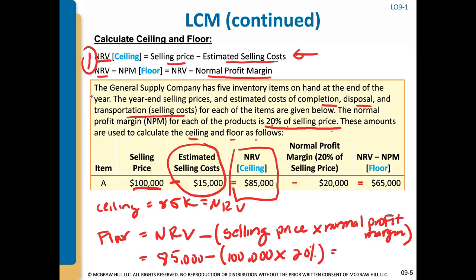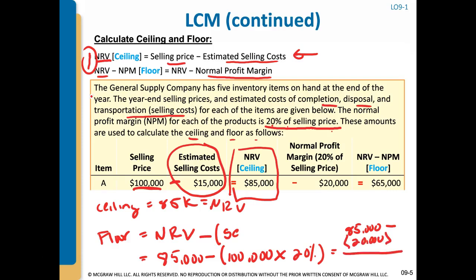So this is going to equal, let me try to make room, I unfortunately have to erase that a little bit. The floor is going to be the 85,000 minus 100,000 times 20%, which is 20,000, right, which is 65,000. So now we have our ceiling and our floor amounts. The ceiling is 85 and the floor is 65. That's step one.